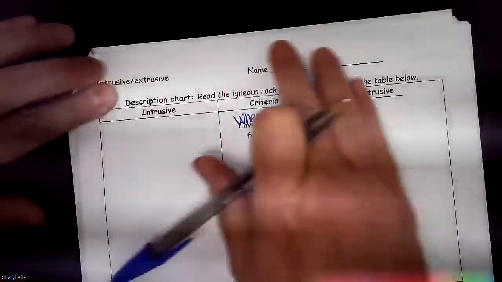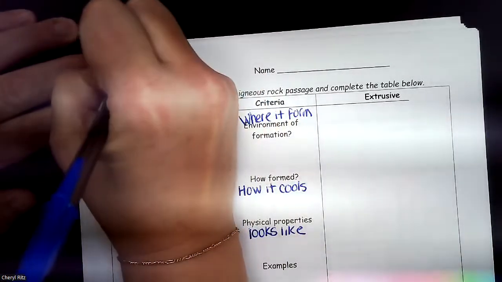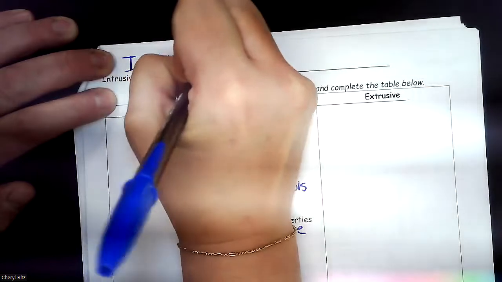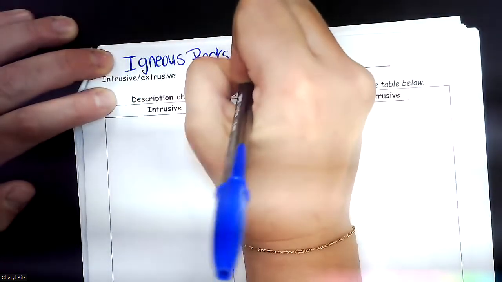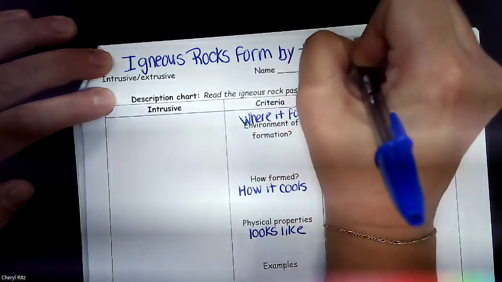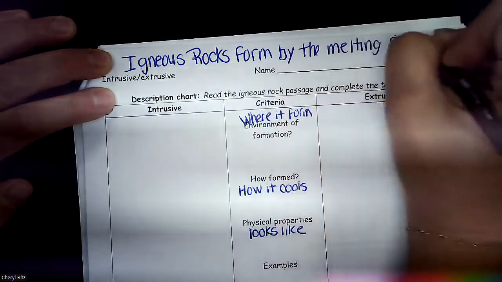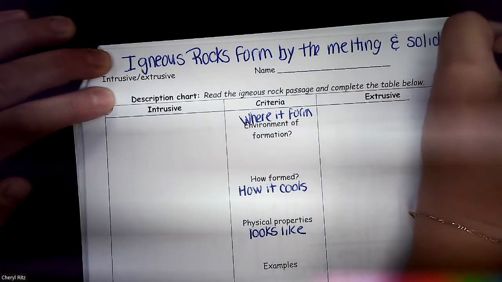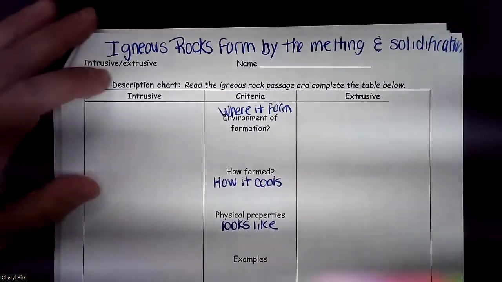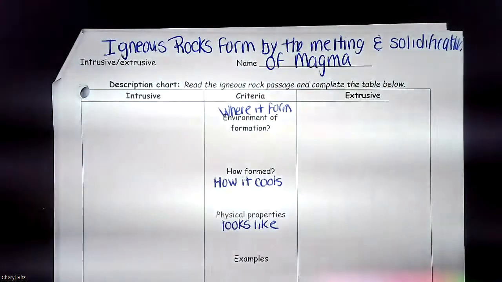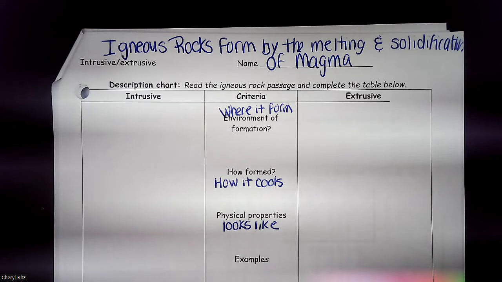Let's put this right at the very top margin of your paper in case you forget this. Igneous rocks form by the melting and solidification of magma. You can't forget that. Well, okay, you can forget that as long as you know how to read the reference table.